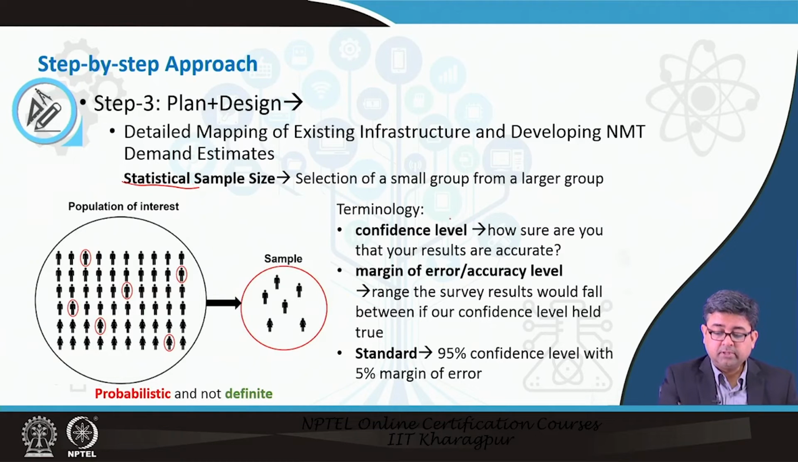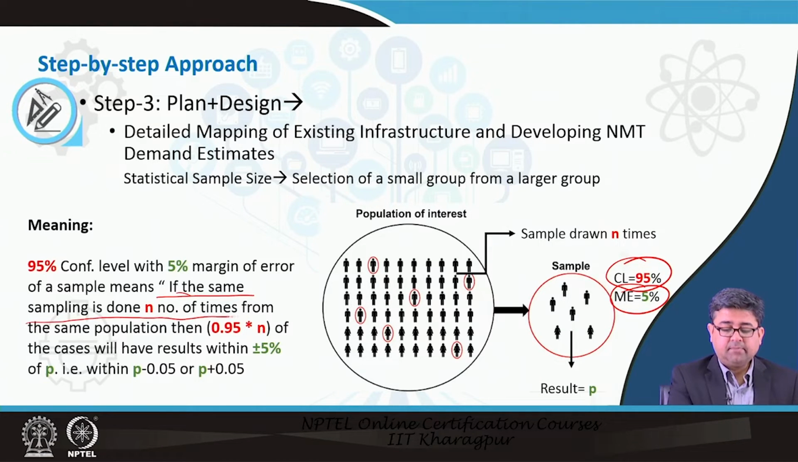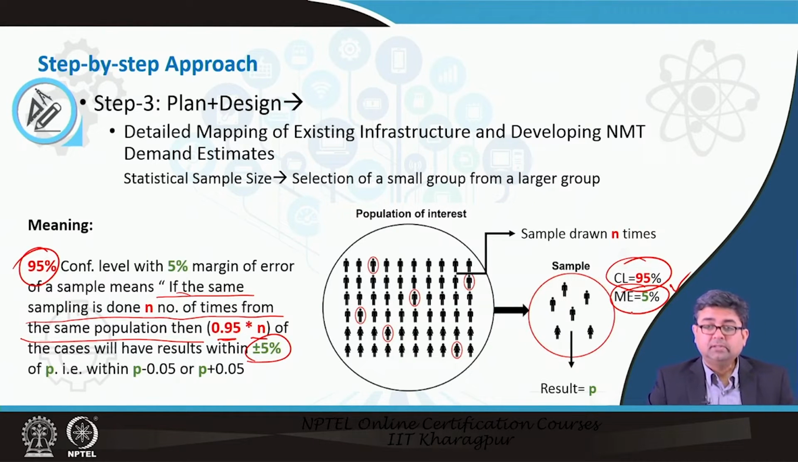Usually the terminologies used in sampling are confidence level, margin of error and standard deviation. Usually the confidence level used is 95% and the margin of error is 5%. What that essentially means is that if the same sampling is done n number of times from the same population, then 0.95 times n of the cases will have a result which is within plus or minus 5 of your answer, right.